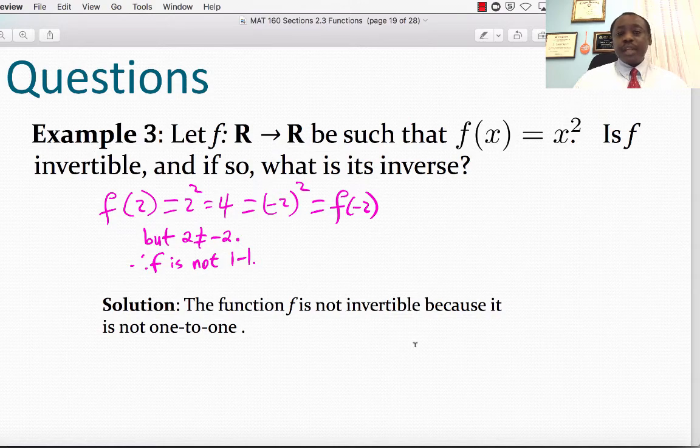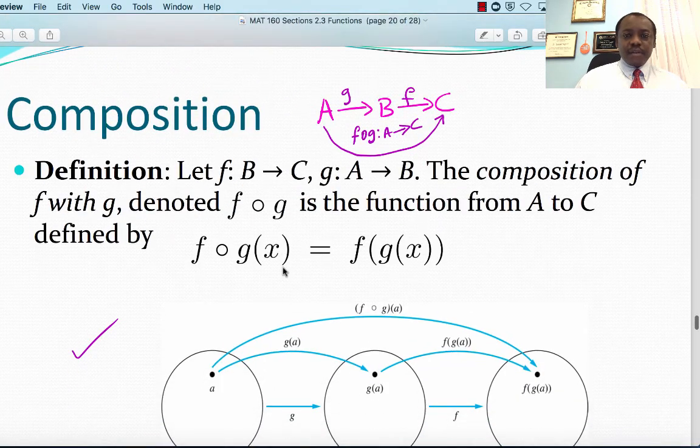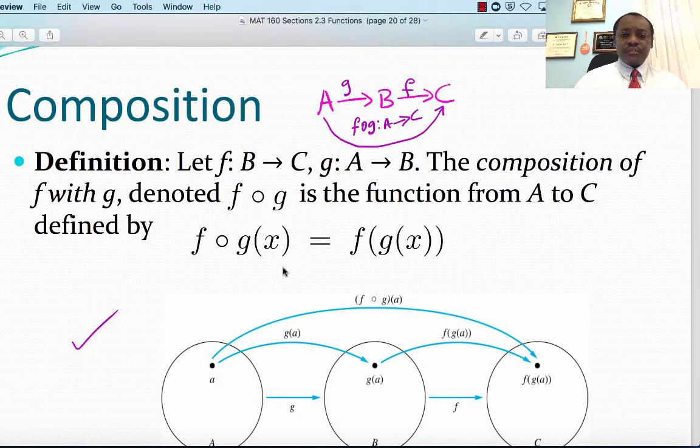And example 3: define f from the set R to the set R, where R is the set of real numbers, by f of x equals x squared. Is f invertible? And if so, what is its inverse? Well, I think I gave this example already. If I take my x to be 2 and my y to be -2, then 2 is different from -2, but f of 2 is 4 and f of -2 is 4, so f is not 1-to-1, and therefore we cannot even talk about the inverse of f. It's not invertible.